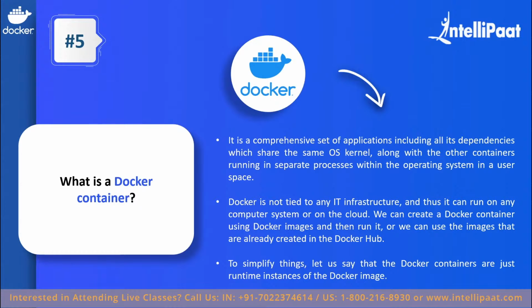And we can create a Docker container using Docker images which are already available, or a Docker image which you create and then run, or you can use the images which are already created in the Docker Hub. You create Docker images and you can use them whenever you want, because as I told you, they are templates which you can use again and again. When you use the same Docker image, it will create a Docker container with the same set of applications and the same set of dependencies as you require. So that's how it works.